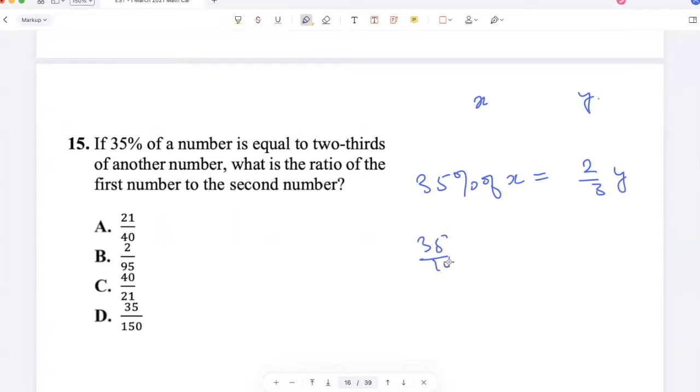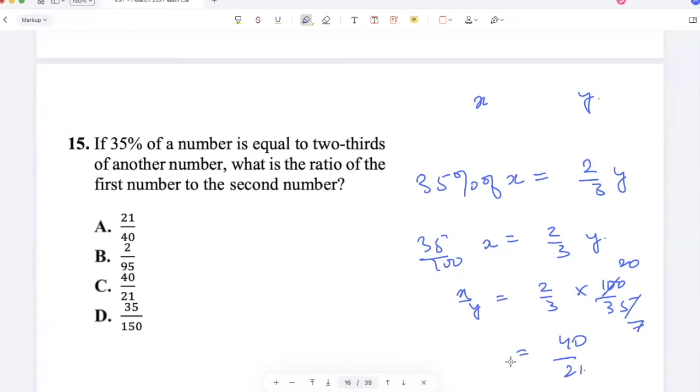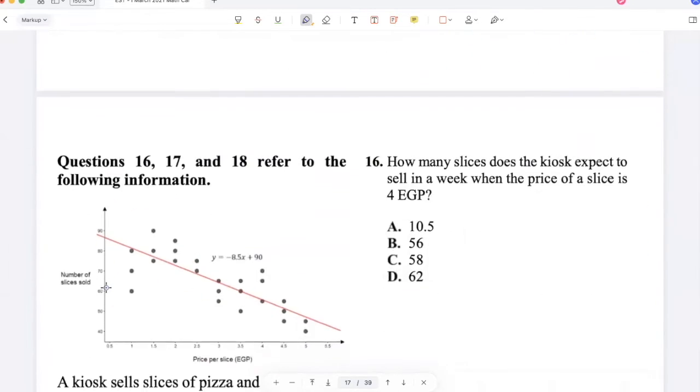So 35 by 100 X is 2 by 3 Y. So X by Y is 2 by 3 into 100 by 35. So can we do something here? Yeah, I think I can do this. 5, 20, 5 into 7. So 40 by 21, right? Option C.